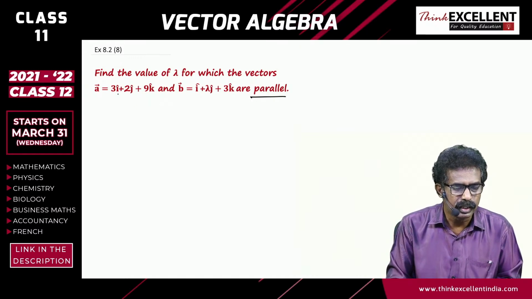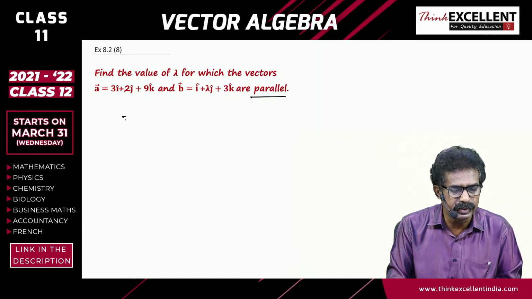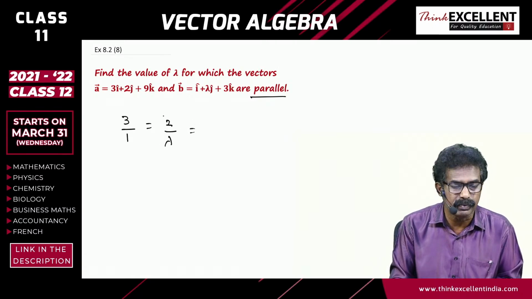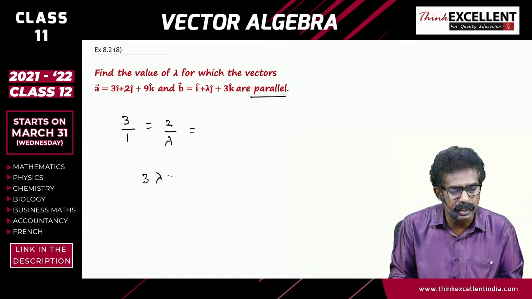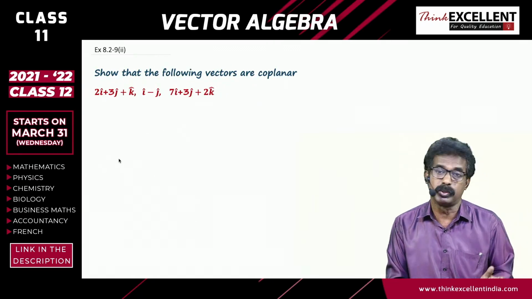So, இங்க coefficients proportional இருக்கும். First i coefficient 3, second i coefficient 1, equal to j coefficient. The first one j coefficient is 2, second one j coefficient is lambda. இவ்வளவுமே போதும். இதுபோல equal to k coefficient எழுதலாம், but we want lambda. So from here itself you can find lambda. Cross multiply, 3 lambda is equal to 2, or you say lambda is equal to 2 by 3. Two vectors are parallel, so you can say the coefficients are proportional.